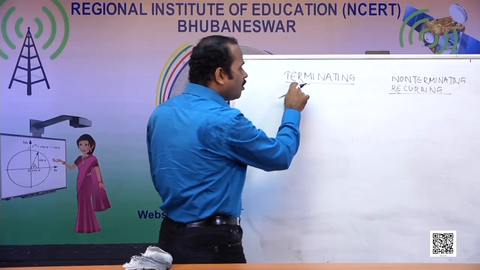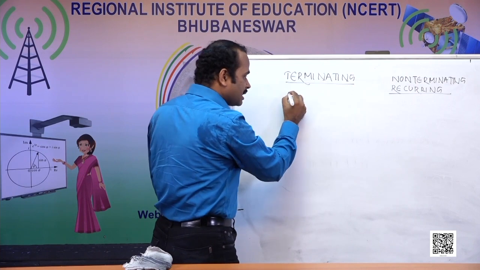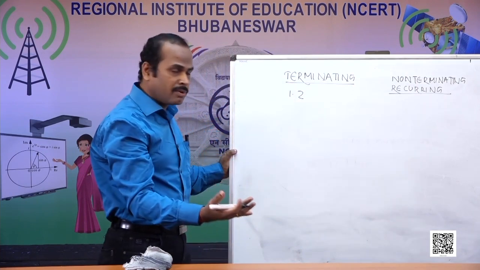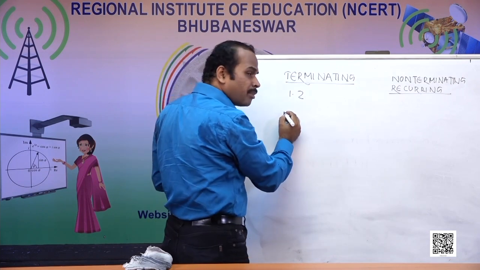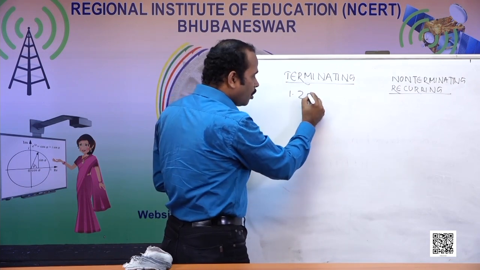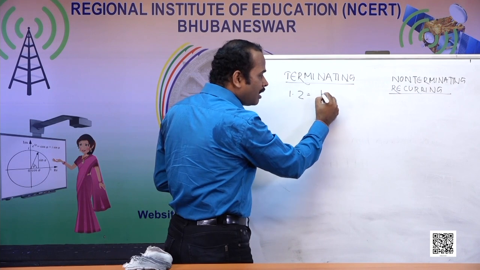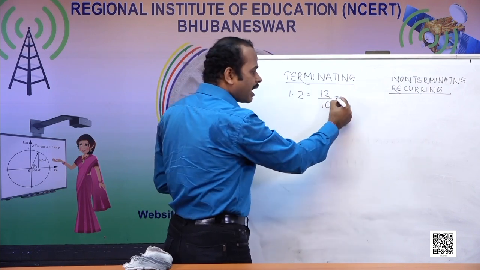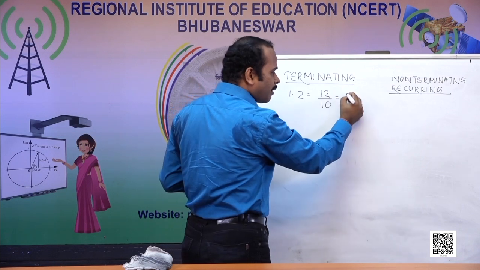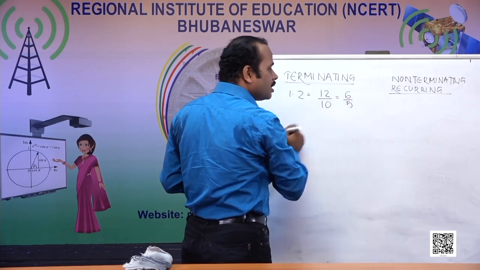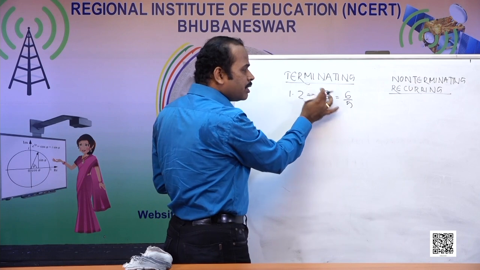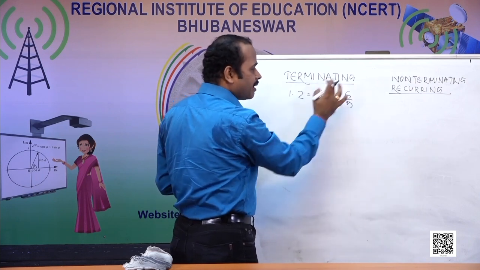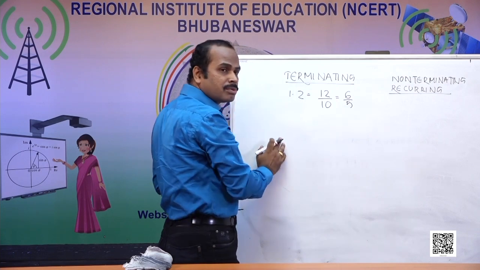So let us take a terminating decimal number, for example 1.2. How do we convert this 1.2 into rational form? Very simple. We can write 1.2 as 12 by 10. When I reduce this by 2 and reduce this by 2, I get 6 by 5. So 6 by 5 is the value of 1.2.